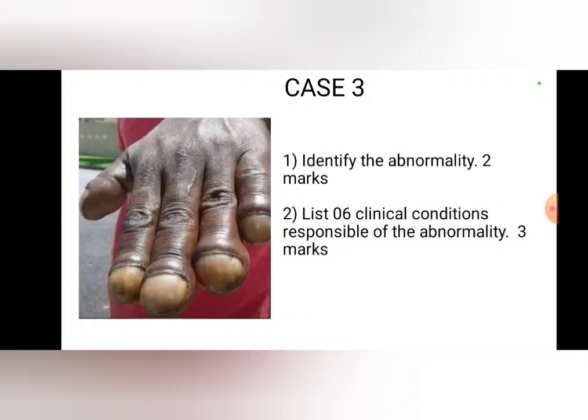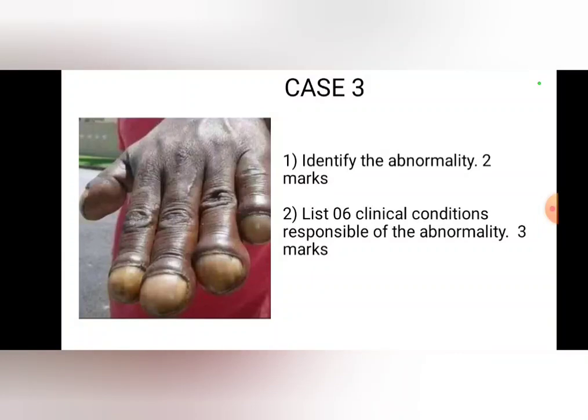Now, the next thing is, after identifying that there is clubbing, you have to know the clinical condition that causes clubbing. Clinical conditions that cause clubbing can come from the cardiovascular system, the pulmonary system, can even be genetic, or can come from the gastrointestinal system.